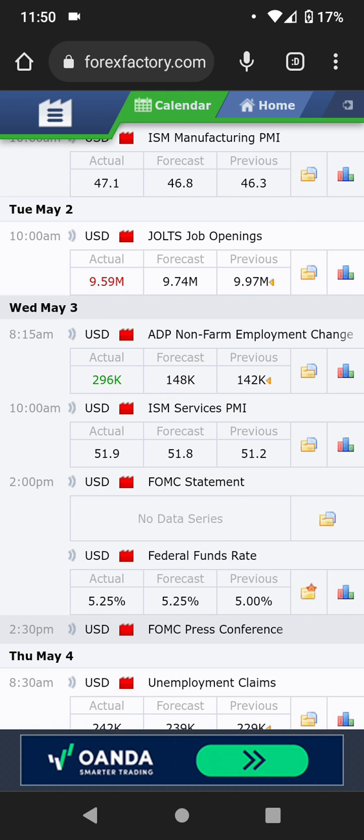So if you look at it, it's an ADP non-farm employment change, right? Cool. ADP is a card processing service here in America where a lot of employers deposit our checks. So, like I said, let's take that back just a couple seconds. ADP is a card company that allows companies to deposit our paychecks onto them.